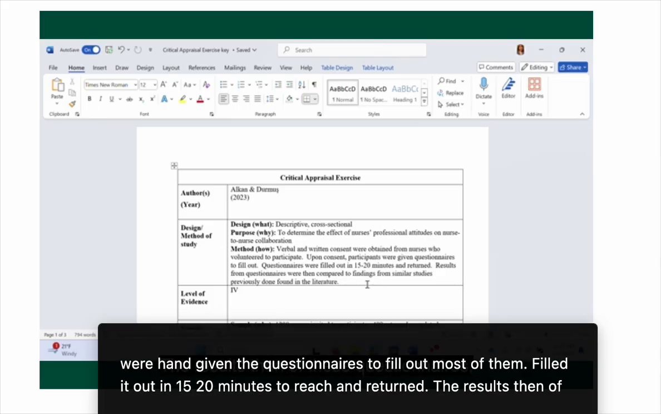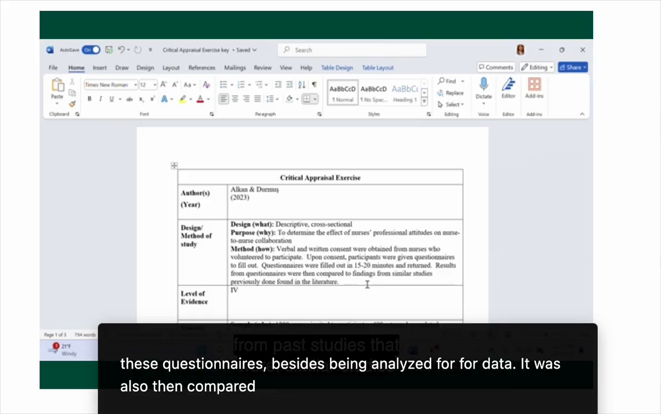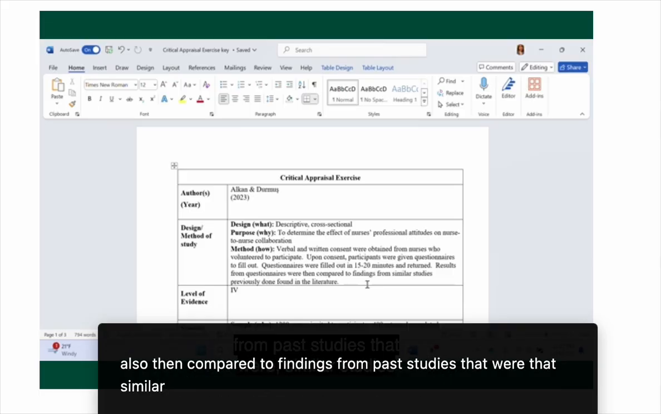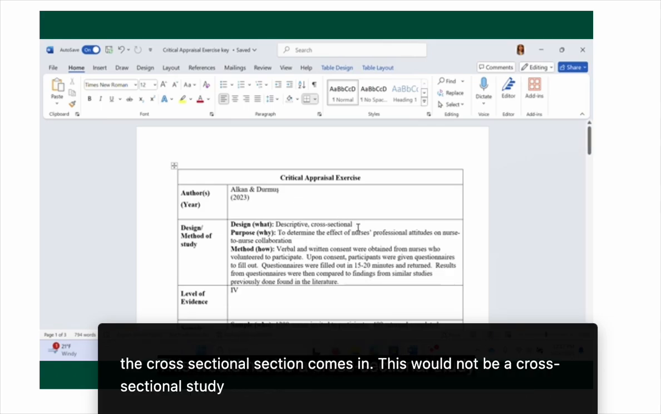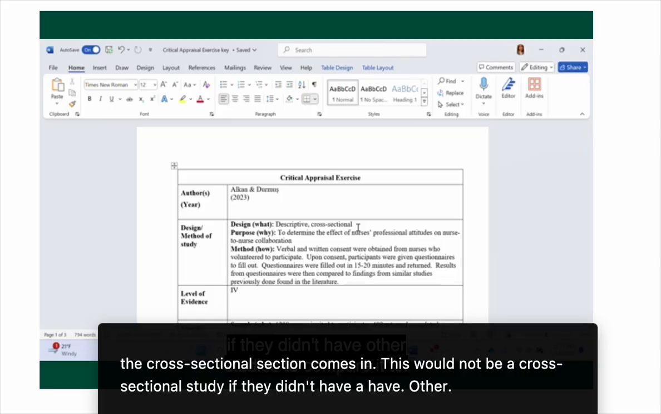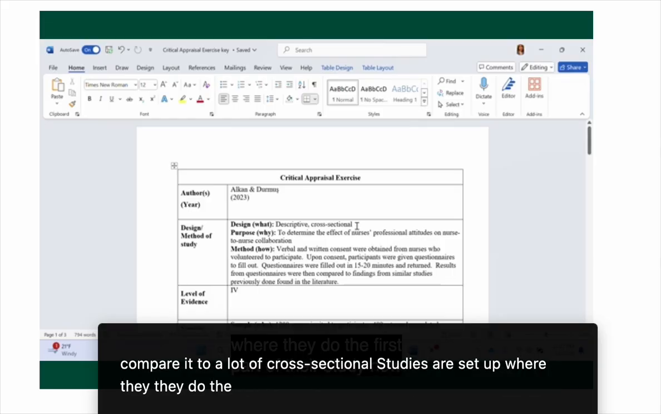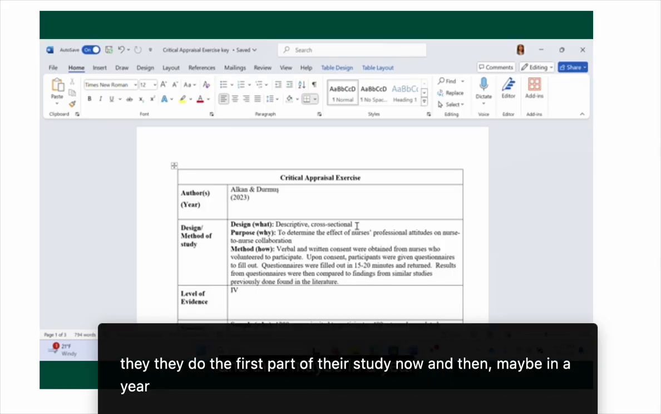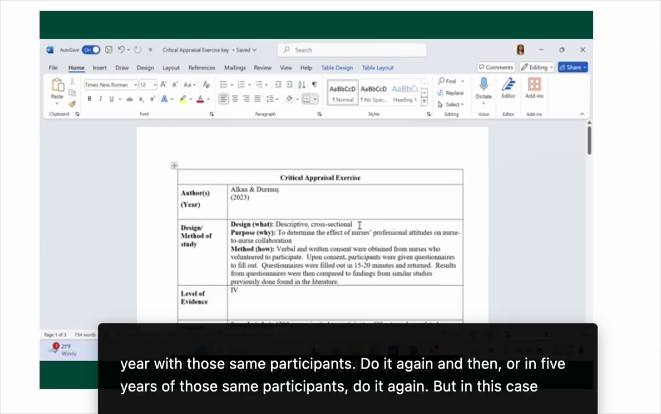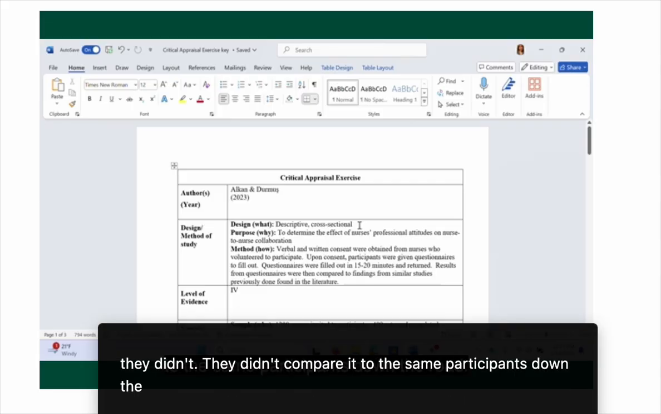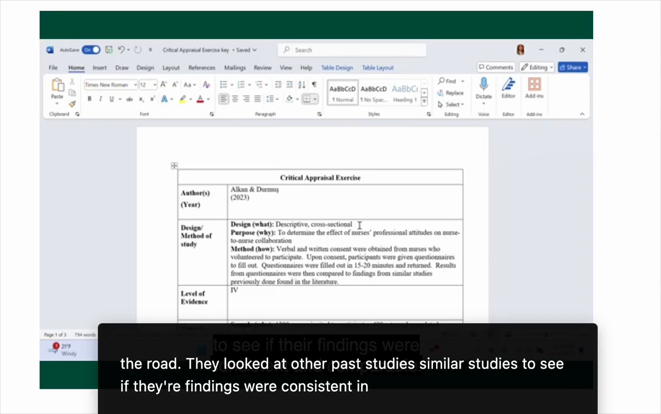The results of these questionnaires, besides being analyzed for data, were also compared to findings from similar past studies that were found in the literature. So that's where the cross-sectional section comes in. This would not be a cross-sectional study if they didn't have other studies to compare it to. A lot of cross-sectional studies are set up where they do the first part of their study now, and then maybe in a year with those same participants do it again, or in 5 years with those same participants do it again. But in this case, they didn't compare it to the same participants down the road. They looked at other past, similar studies to see if their findings were consistent and comparable.